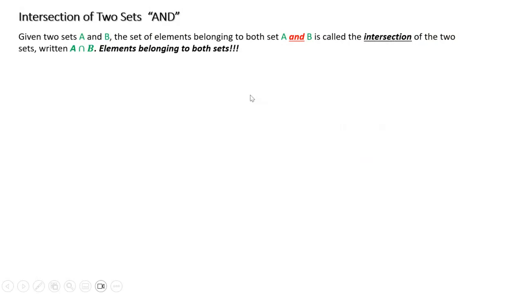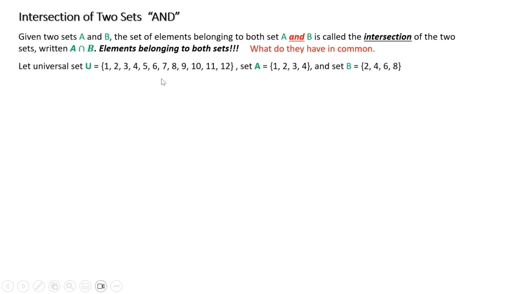Now, this is called the intersection of two sets, which is called the AND. Okay, given two sets, A and B, the set of elements belonging to both set A and B is called the intersection of the two sets. And this is how you write it. A with the upside down U, right? This means intersection. Elements belonging to both sets. But I like to say it another way for students to understand it. What do they have in common? This makes more sense to the students. What do both sets have in common?